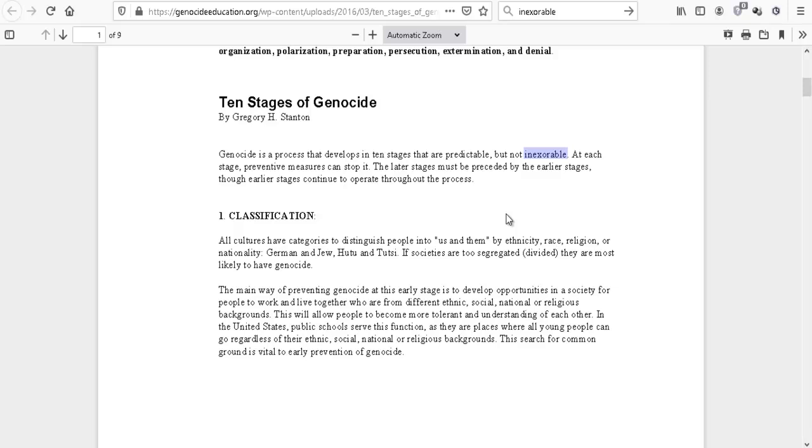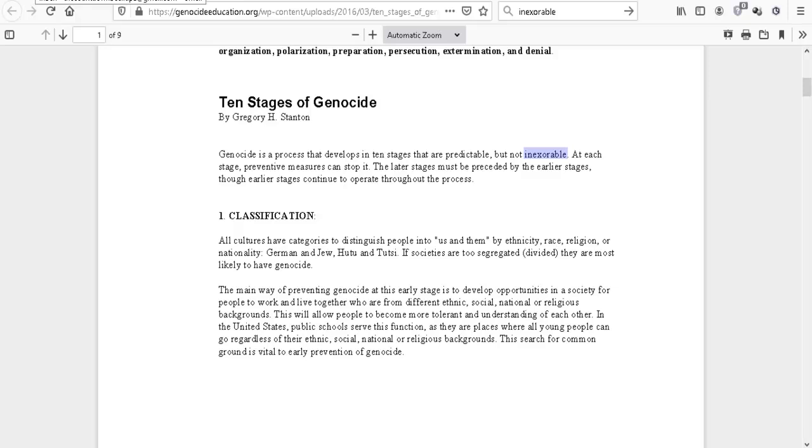At each stage, preventive measures can stop it. The later stages must be preceded by earlier stages, though earlier stages continue to operate throughout the process. Classification: all cultures have categories to distinguish people into us and them by ethnicity, race, religion, and nationality. German and Jew, Hutu and Tutsi, that is in Rwanda, in case you don't know. If societies are too segregated and divided, they're most likely to have genocide.